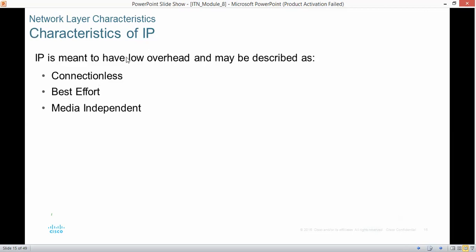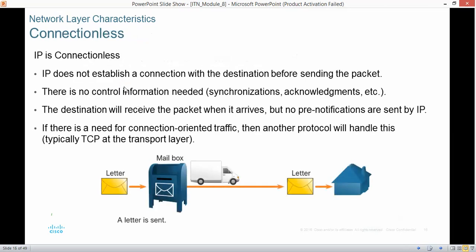So the characteristics of IP are that it is meant to have low overhead, and we describe it as connectionless. So IP is connectionless, IP is best effort, and IP is media independent. When we say connectionless, we're saying IP does not establish a connection with a destination before sending the packet. It does not do that. Remember, all you do is just send. So that makes it connectionless.